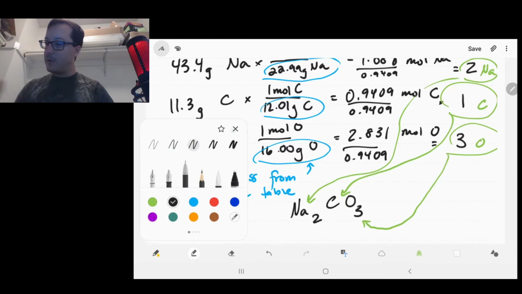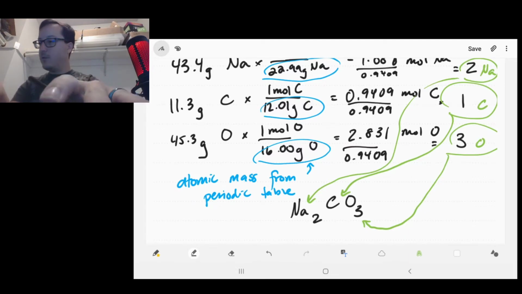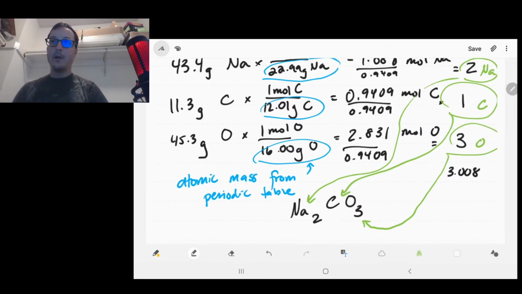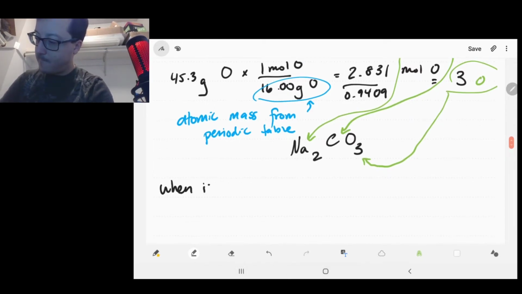I'm going to tell you now, though, if we actually look at the oxygens, let's say 2.831 divided by 0.9409. If we do that, technically this number was 3.008. Hopefully we'll see that it is reasonable to round this number to 3, right? It's pretty obvious. And so I'm going to give you a rule that you can use to determine when to round.